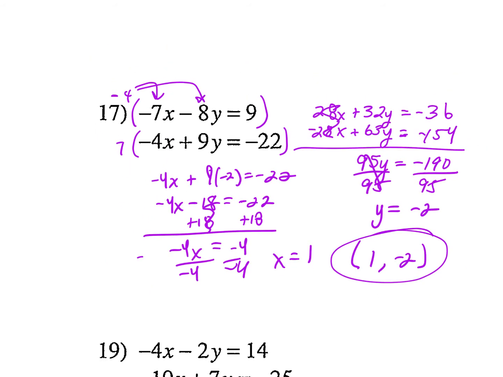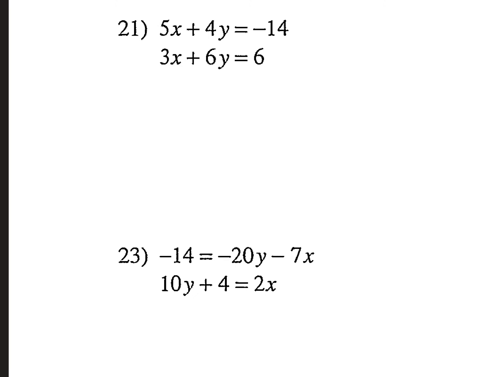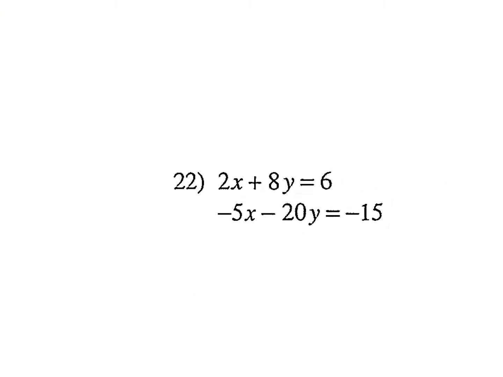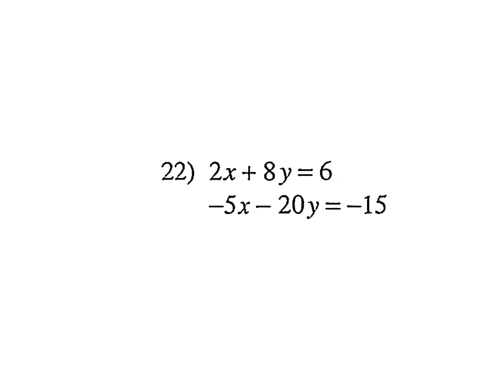All right, let's go to 22. Let's look at 22. What do we want to cancel out? You want to do y's? All right, the numbers are going to get big if you do y's, which is fine. Can we do x since just 2 times 5 is 10? Okay. So let's multiply. One's positive already, one's negative. So let's just multiply the top by 5 and the bottom by 2.